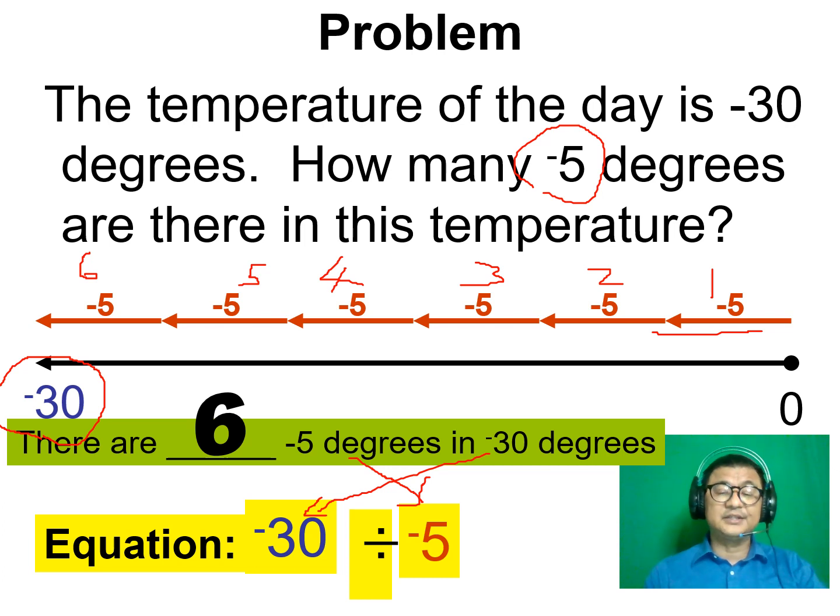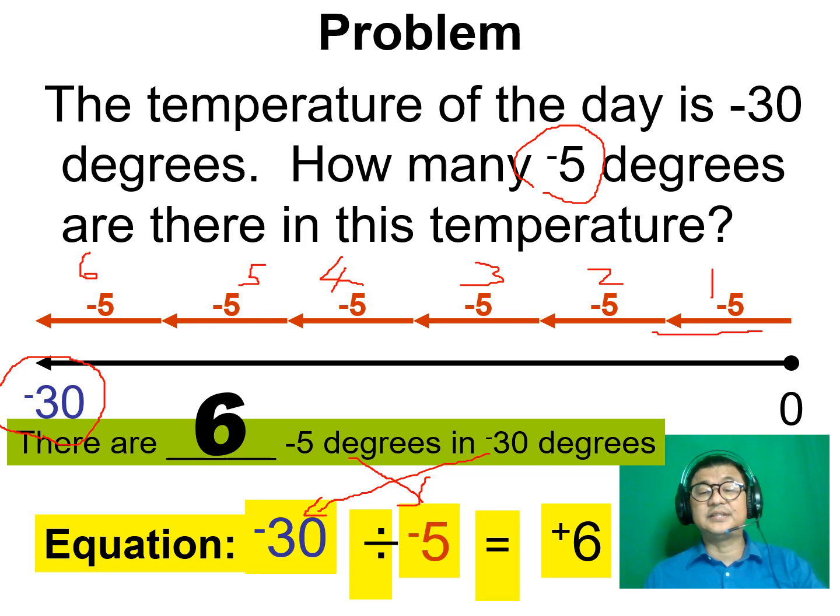And our answer a while ago, what did we get? We got a 6. And this is now called the quotient. The answer in division is the quotient. Okay, next.